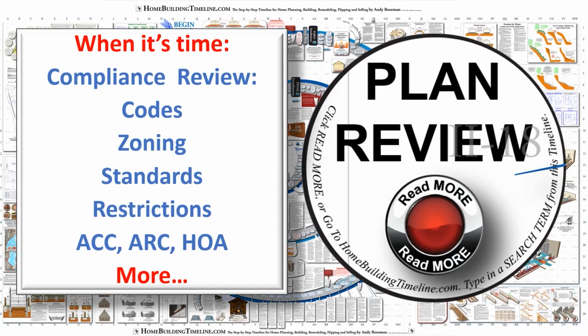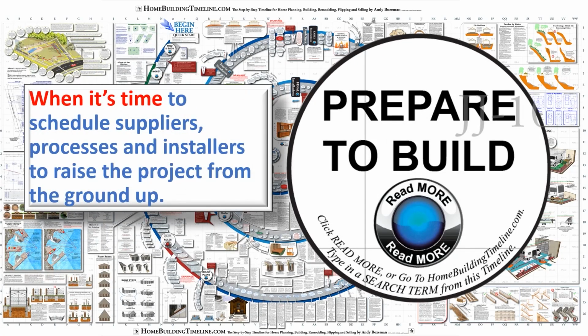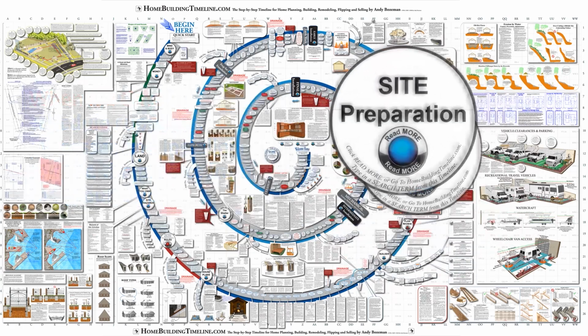Plan review shows when it's time to assure compliance for codes, zoning, standards, restrictions, architectural control committees, architectural review committees, homeowners associations, and more. The section Approvals and Permits shows when it's time to assure documentation for design standards and codes related to electrical, environmental, mechanical, plumbing, and structural, and safety codes for fire, flood, earthquake, storm, and more. When it's time to prepare to build, you see when it's time to schedule suppliers, processes, and installers to raise the project from the ground up.